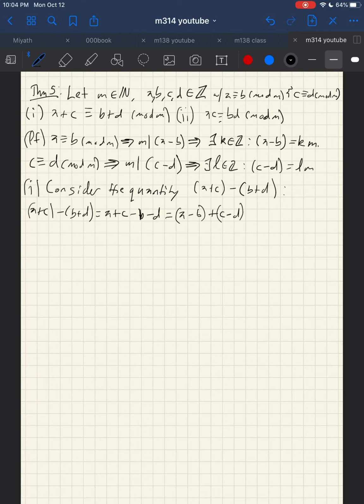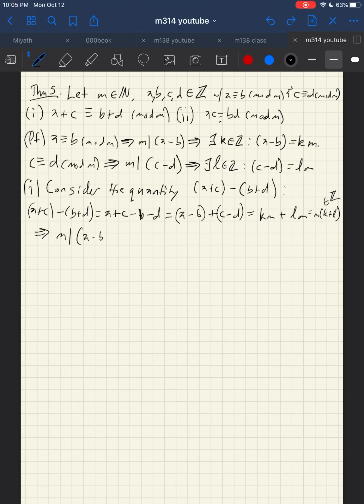Now we notice that these are precisely the quantities that we already have a handle on. So a minus b is km, and c minus d is lm. So this is m times the quantity k plus l. But guess what? k plus l is going to be an integer, which means m divides the quantity a minus b plus c minus d. But that means m divides this quantity, which is equal to this quantity.